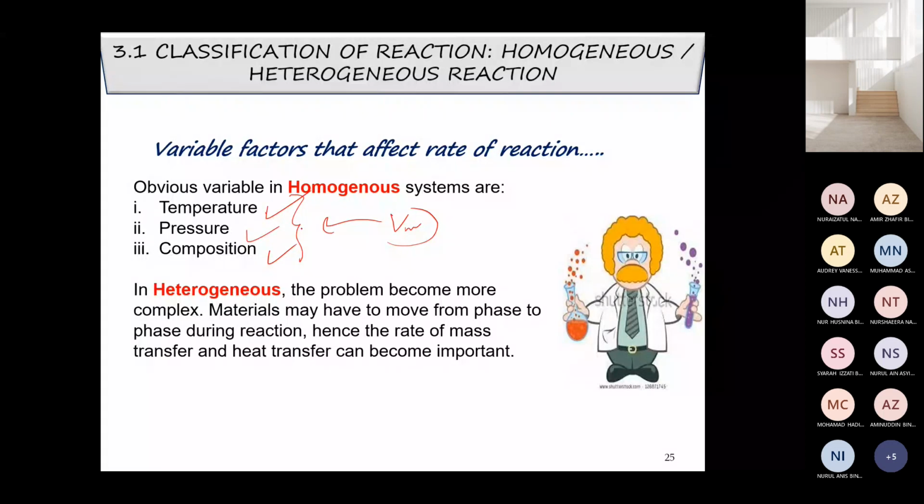And then in heterogeneous, the problem becomes more complex. Materials may have to move from one phase to another during reaction, hence the rate of mass transfer and heat transfer can become important. So bila dia berkaitan dengan antara dua kind of different phase, for example from liquid to solid, of course there must be a mass transfer factor and also heat transfer. Sebab dia ada contact between 2 phases yang berbeza, so dia akan ada berlakunya mass transfer in between the boundary here.